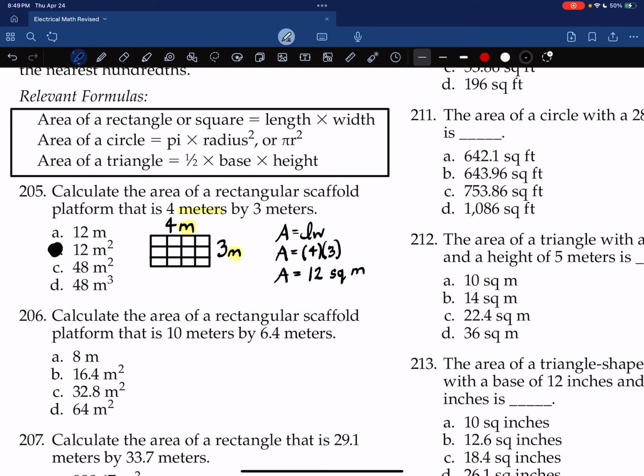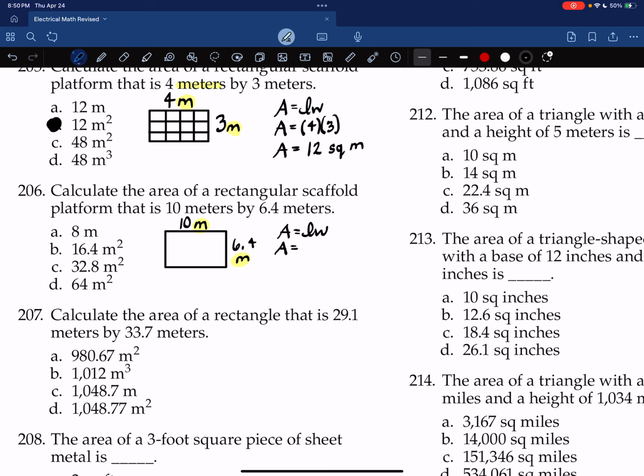Calculate the area of a rectangular scaffold platform. So you've got to get your shape. That is 10 meters by 6 4/10 meters. Again, you always check your units first. They have to match. And then we're doing length times width again. So we've got 10 by 6.4. And that 0 is going to move that decimal a place to be 64 square meters.